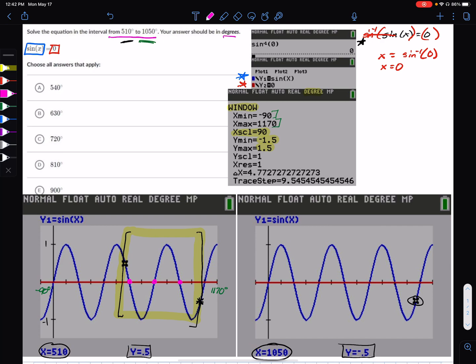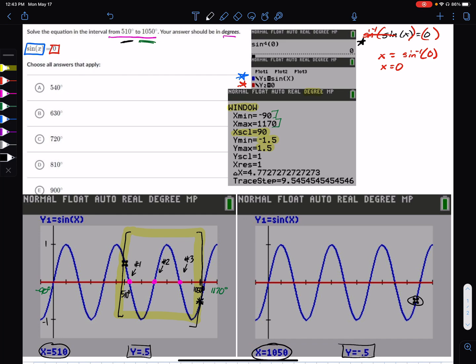I'll use pink here, right on the blue and red intersections. That happens 3 times. You can see it in that yellow box, which is between 510 degrees and 1050 degrees out here. So what we want to do is find out what these x values are. I'm going to call them point number 1, number 2, and the third point, point number 3. I believe there are 3 correct answers we need to find and choose in this multiple choice question.